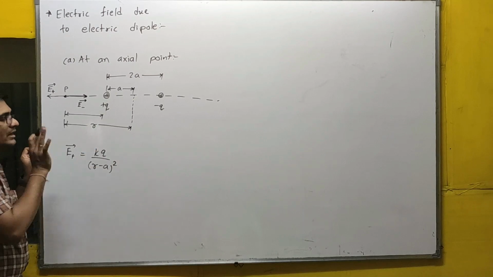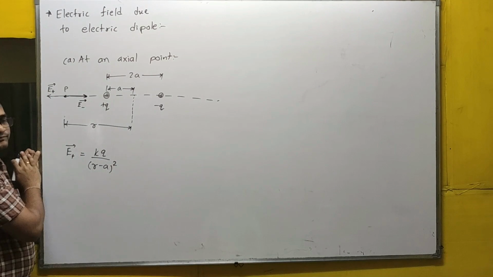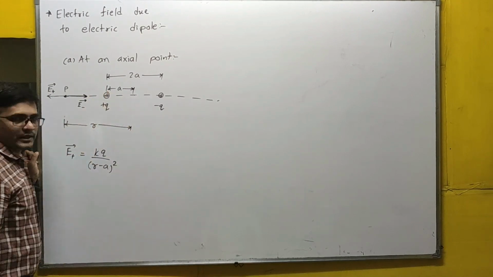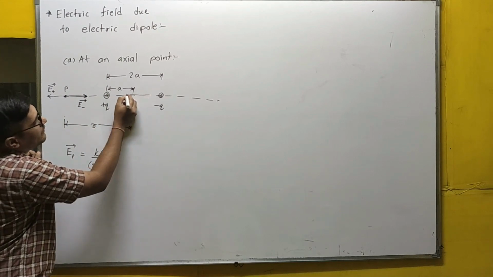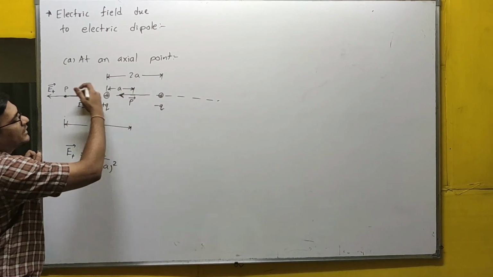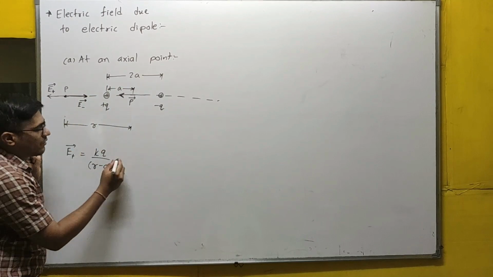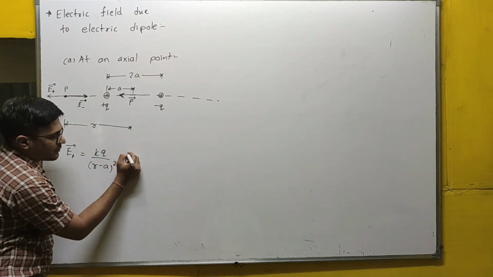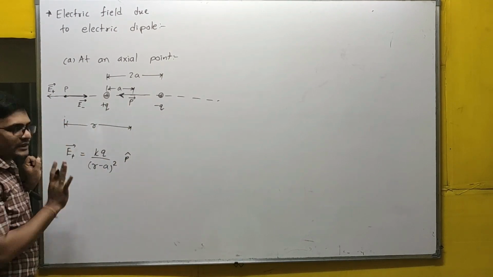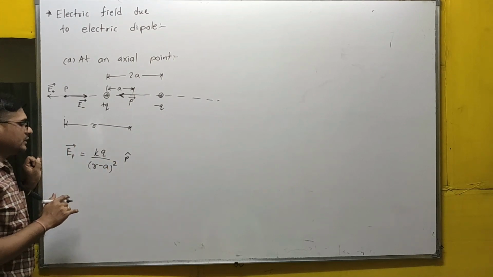So write down kQ by (r minus a) whole square. Now what is the direction? It is on the left side. So now we'll denote the direction of the electric field in terms of the dipole moment. The dipole moment is always from minus charge to plus charge, right? So it is also on the left side. So this E plus is also on the left side. So we can denote the direction of E plus by using p cap. P cap means this E plus is also in the direction of p. This unit vector denotes only direction, right?